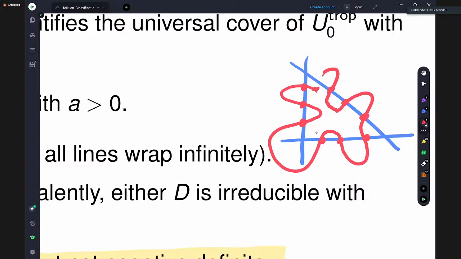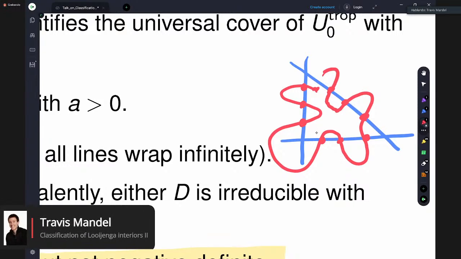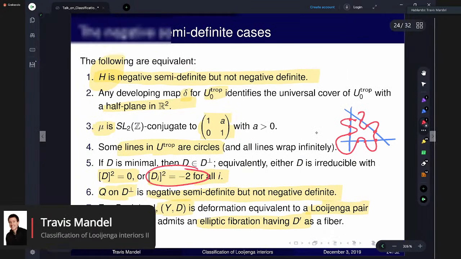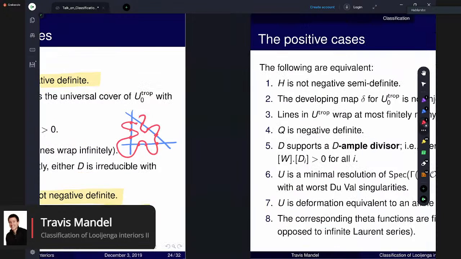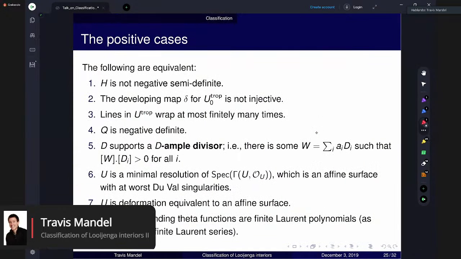So for those special cases, you do have some global regular functions. You have that map to the base of the pencil. But generically, you won't have global regular functions for these. All right, so now going to the positive cases, low on time.